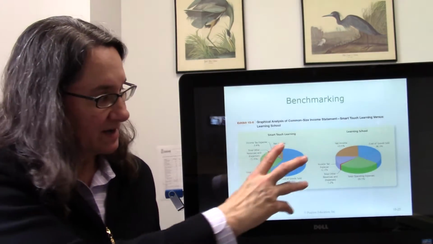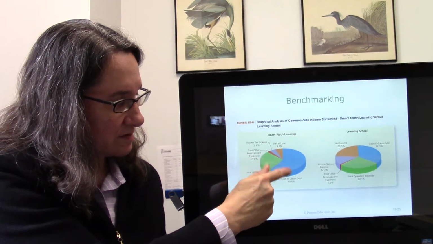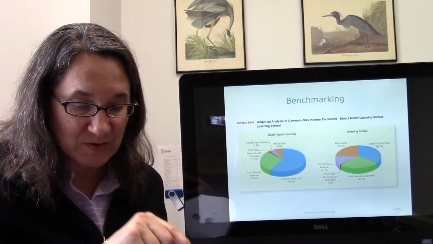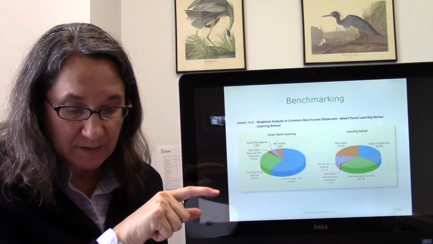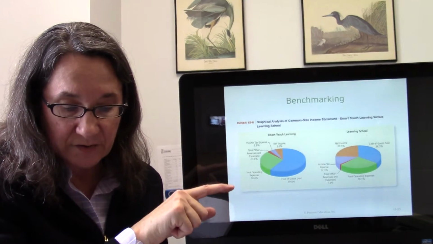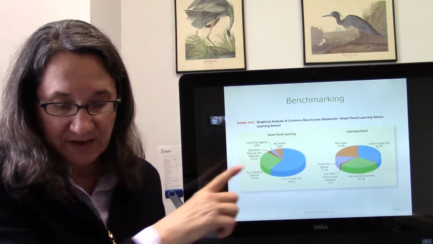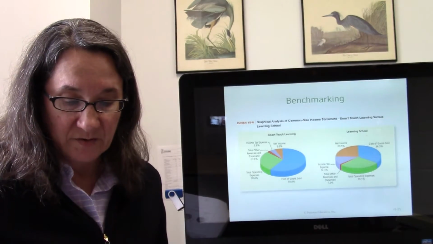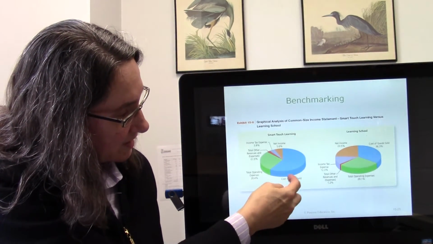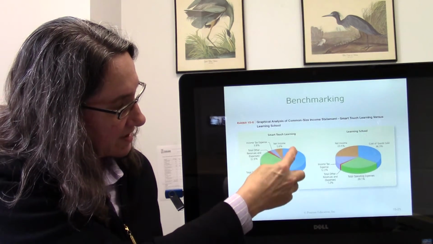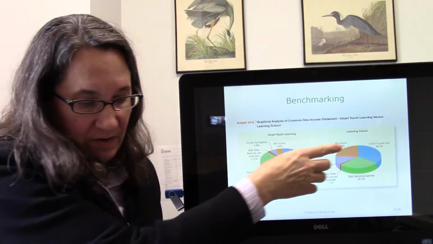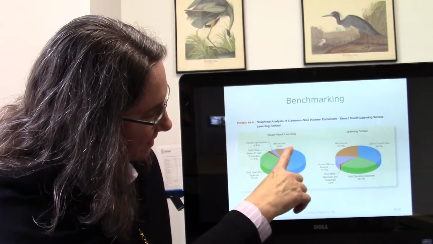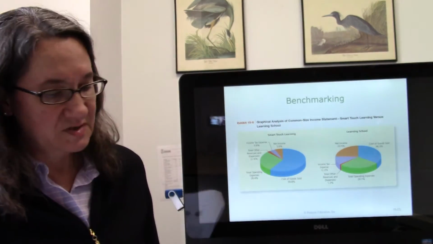And all they've done is take those common size financial statements and turn them into pie charts, showing you if 100% is the sales, then what percentage are they doing? And a pie chart just makes it easy to see how they're doing. You can see very easily by looking at this that Smart Touch has a lot bigger cost of goods sold than Learning School, and Learning School has a lot bigger net income than Smart Touch.